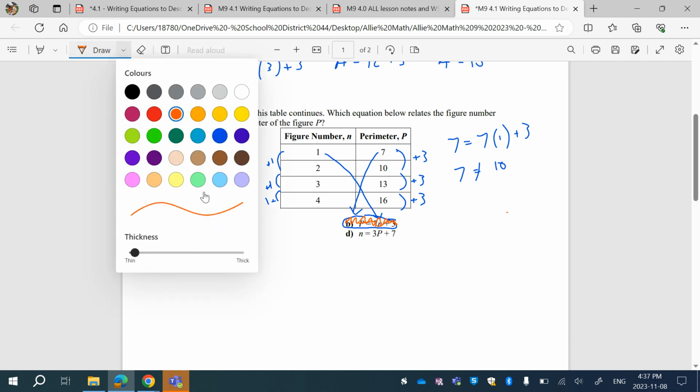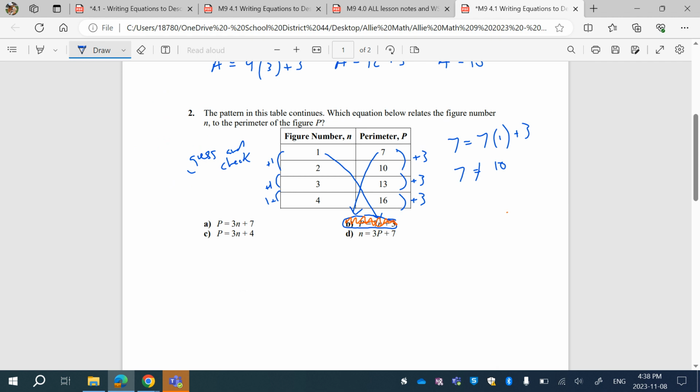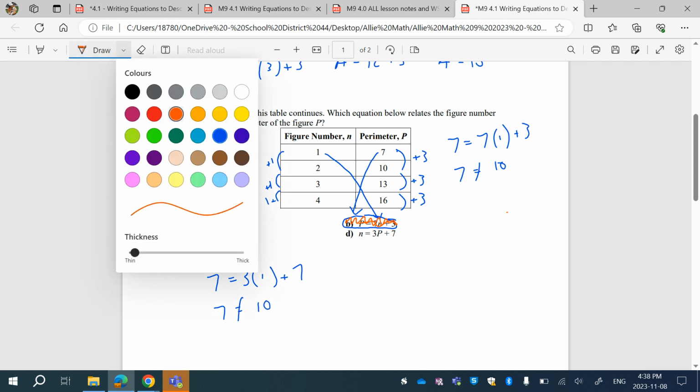We can try another one. I suppose we can just start. All the other ones have a 3 in it as well, so we could try any one of those. Let's try this one and see how we go. So the value p equals 7, does that equal 3 times 1 plus 7? So does 7 equal, that's 3 plus 7, 10? Again, no. So that's a no.